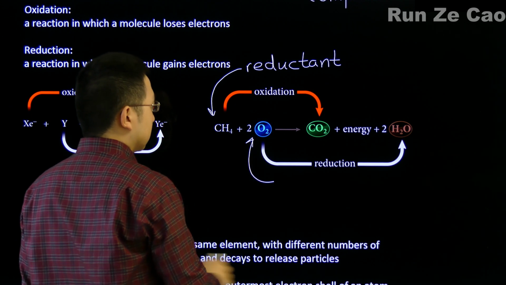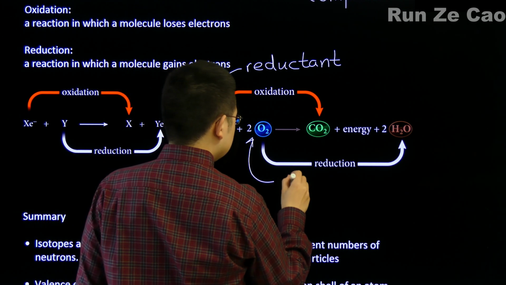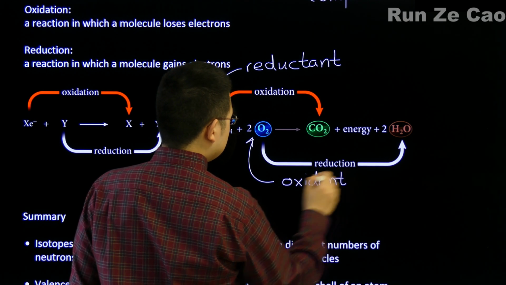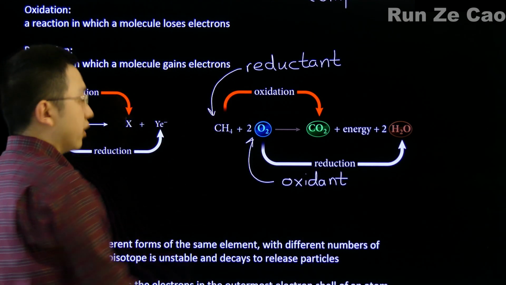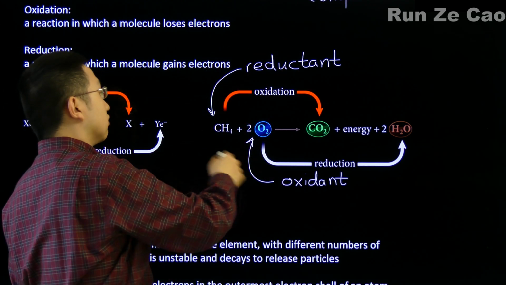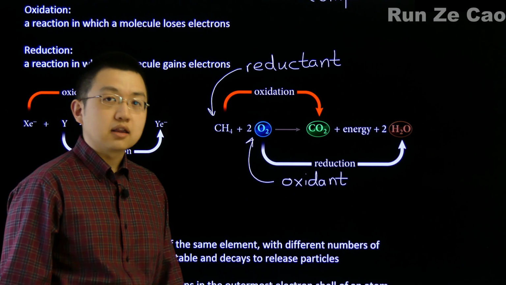And the thing that gets reduced is the oxidant. The oxidant oxidizes the other thing. It itself gets reduced. The reductant reduces the other thing. It gets oxidized.